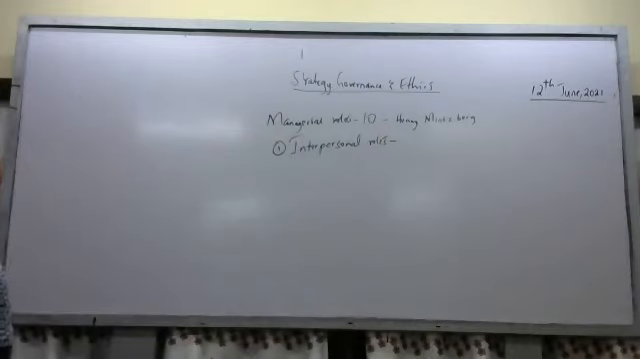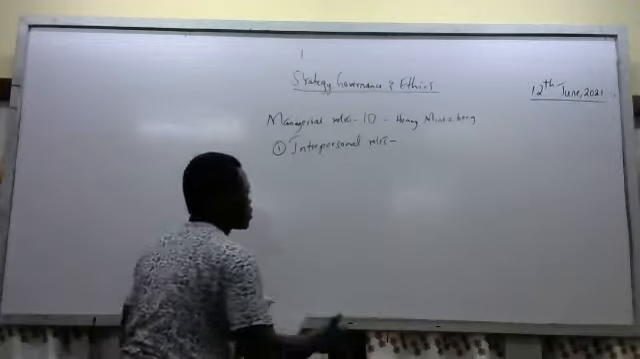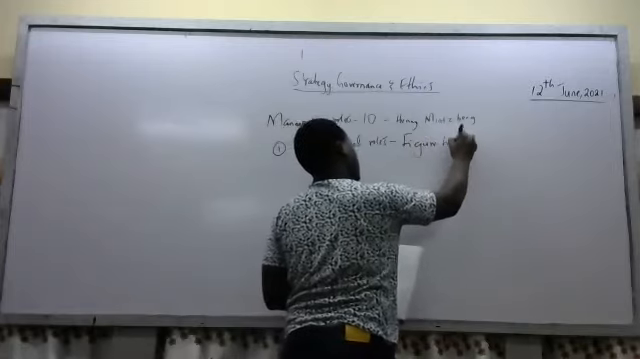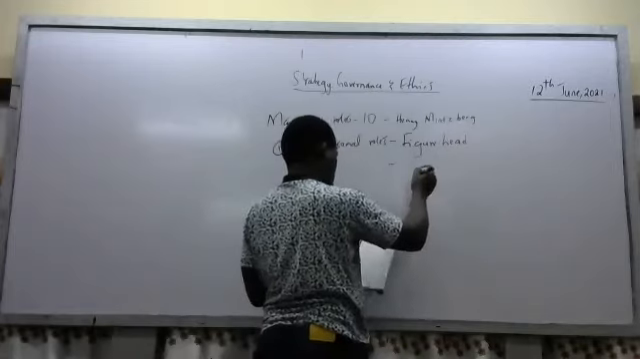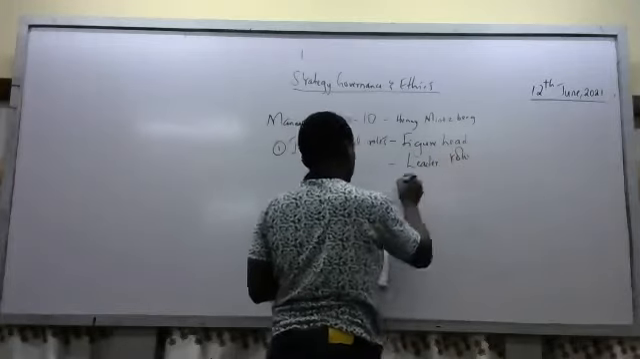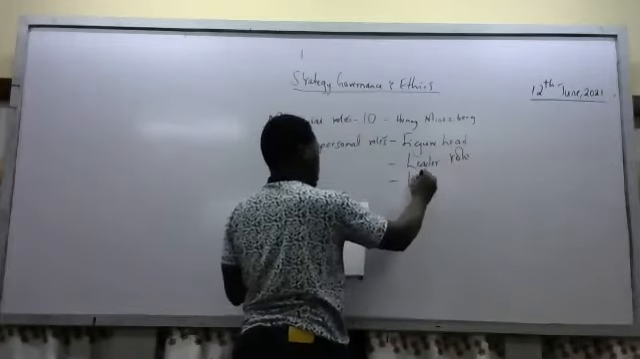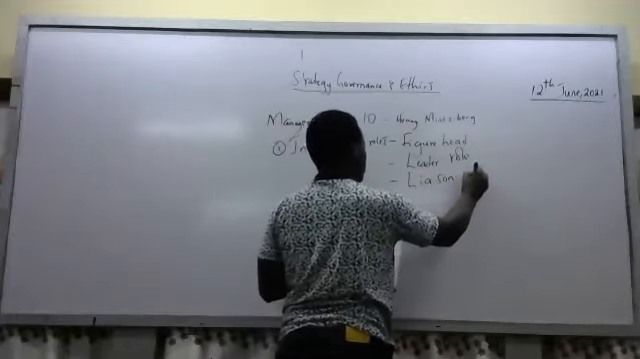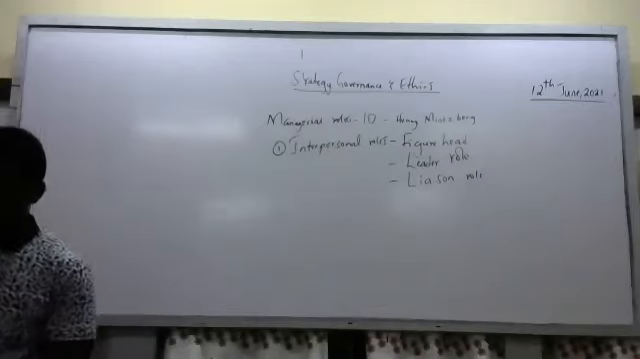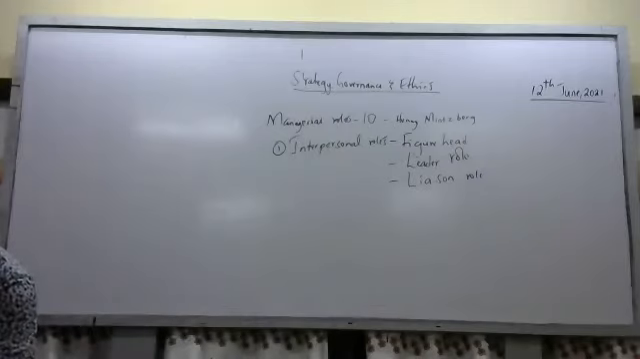Number 1, we have what is called the figurehead. Number 2, we have what is called the leader role. Number 3, we have what is called the liaison role. So what are these? I believe you will answer the question.